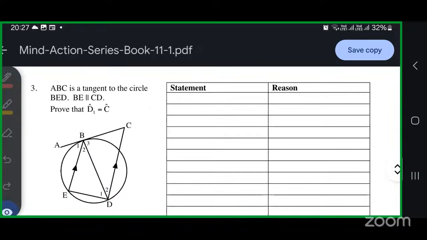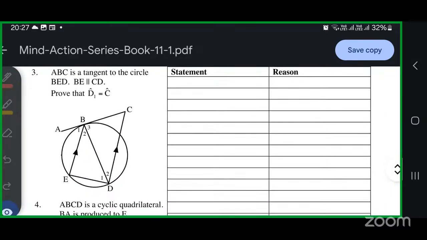Number 3. This is going to be the nice question. We are given that ABC is a tangent to this circle. I would love it if you guys can attempt this question. This one, I don't even want to give some hints. We are given that ABC is a tangent to this circle, BED is a circle. We are given that BE is parallel to DC. That's powerful information. Now prove that angle D1 is equal to angle C. Any one of you guys who has some idea of how we can approach this question?